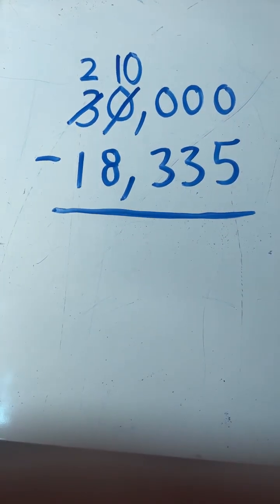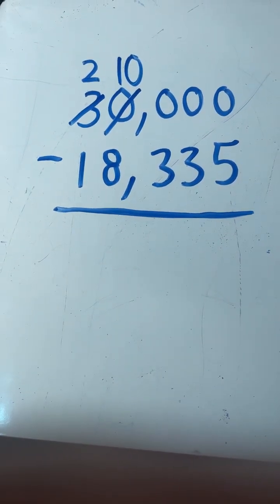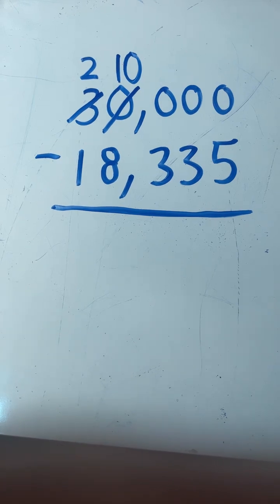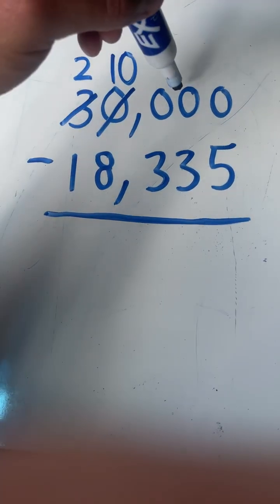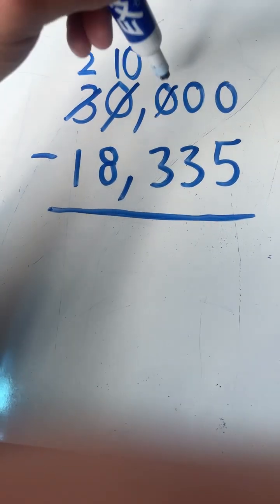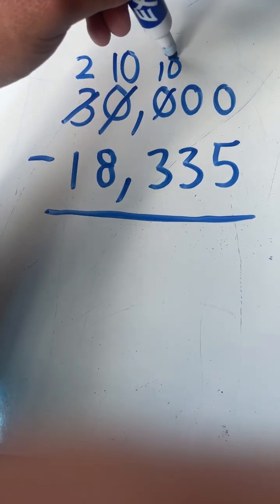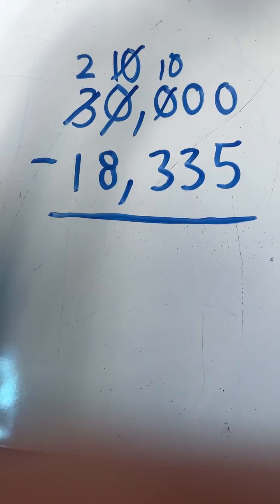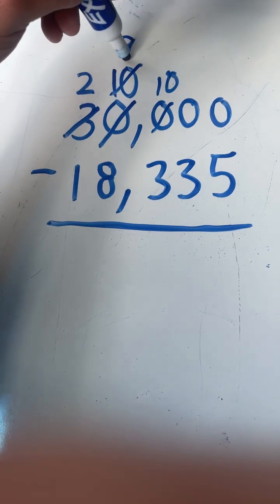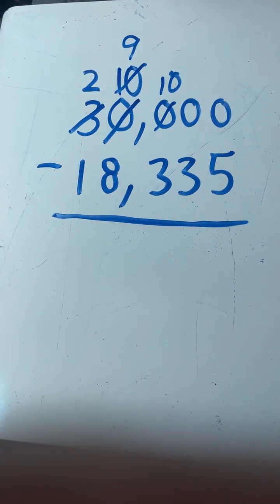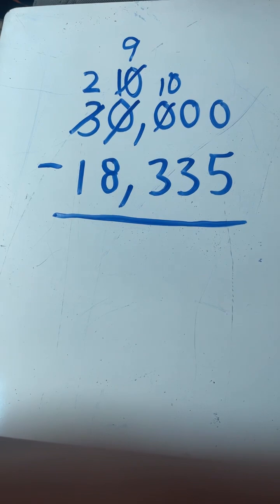It's always add 10 and take away 1. That's the strategy for regrouping. Now in the hundreds place, we take a 10. The 0 is going to become a 10. And then the 10 in the thousands place is going to become a 9. It's always add 10 and then take away 1 from the previous digit.